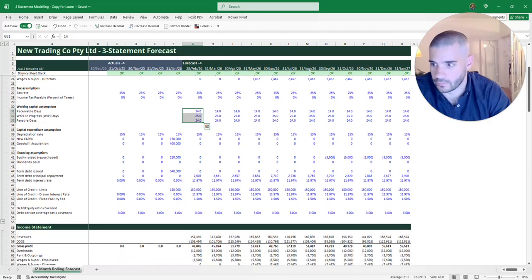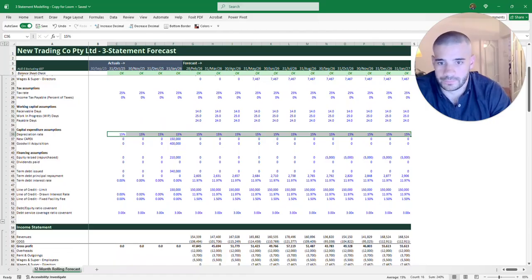So super important. Some other assumptions here, we've just got a depreciation rate of 15% of our fixed assets, so plant, equipment, and vehicles, that sort of stuff. That's really just an accounting figure. It doesn't really impact the cash itself.